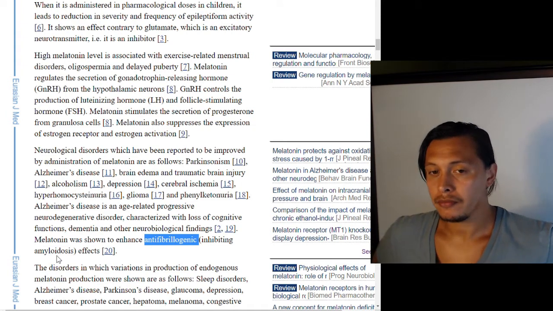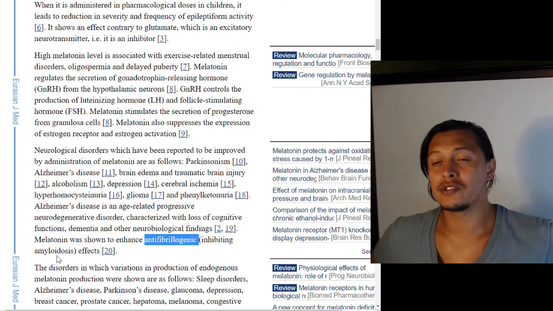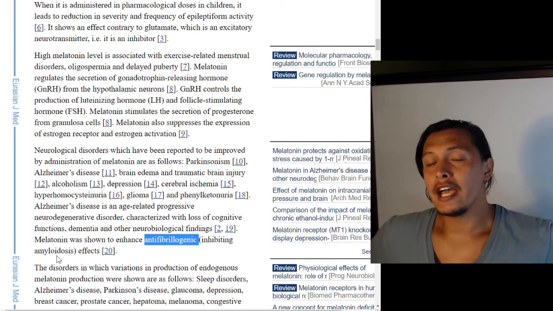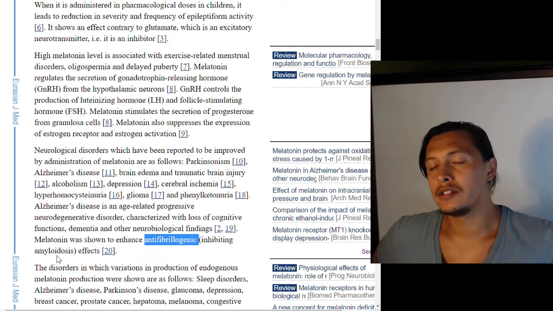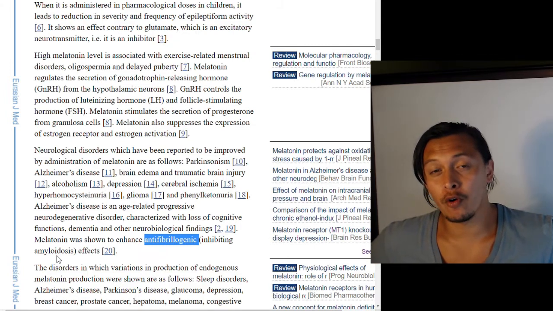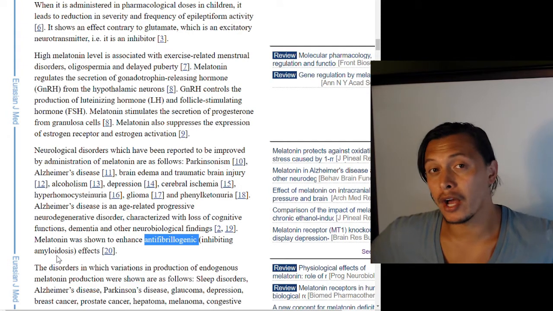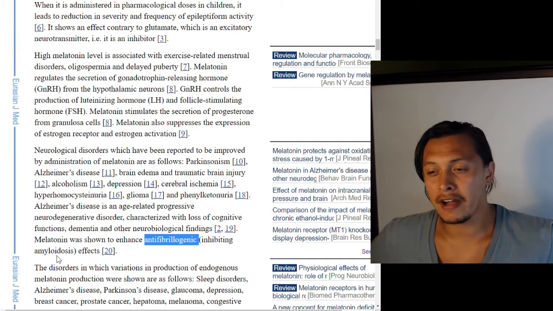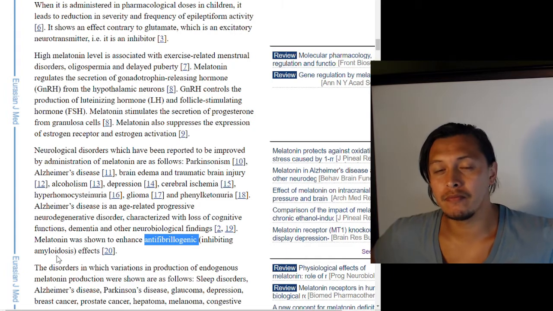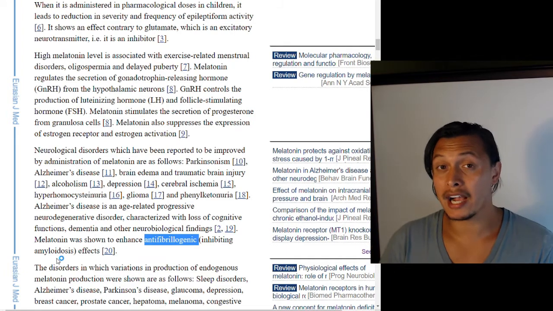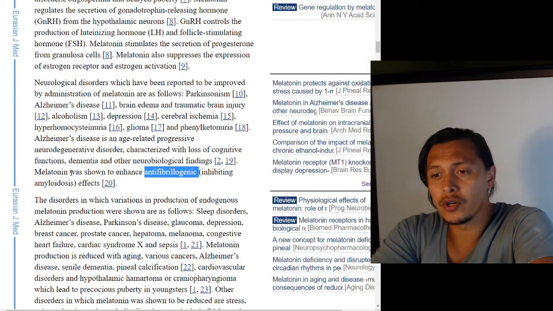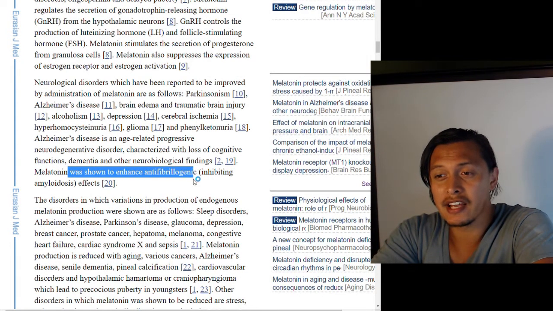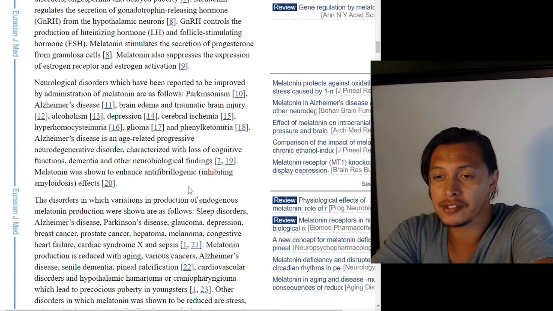subunits. There are multiple different pathways that APP can take, but if it goes down this pathway too much, it ends up forming too many of these amyloid beta subunits. Then these can polymerize into fibrils, which end up resulting in these amyloid plaques, which can cause Alzheimer's. So melatonin was shown to enhance the anti-fibrillogenic effects.